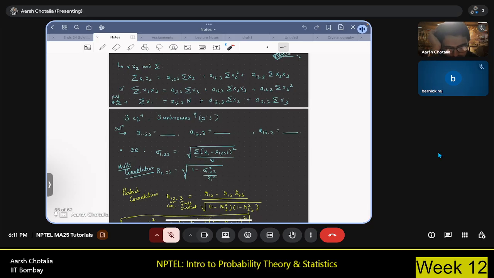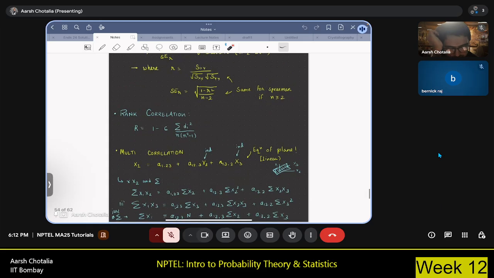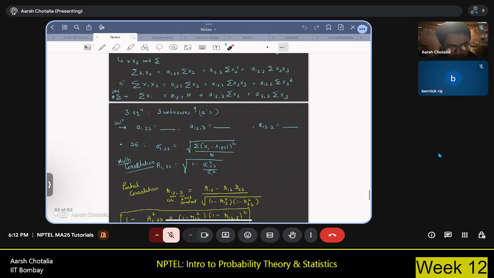And the standard deviation in A123 would be given by this one, which is sum over x1 minus x1 estimated from this formula. So there would be some error. The actual x1 observed will not be exactly equal to this. So whatever the difference is, square it, take sum divided by n. So this is the standard deviation. All right.